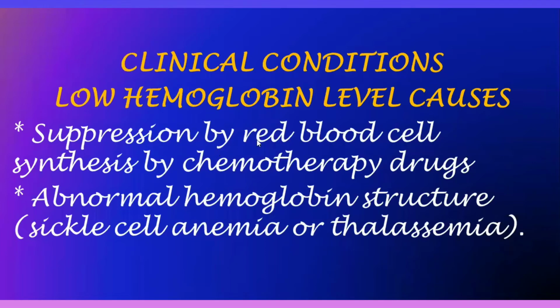Suppression of red blood cell synthesis, that is how they get suppressed, that is by chemotherapy drugs. Coming to abnormal hemoglobin structure, that is sickle, because of sickle cell anemia or thalassemia, you can tell.